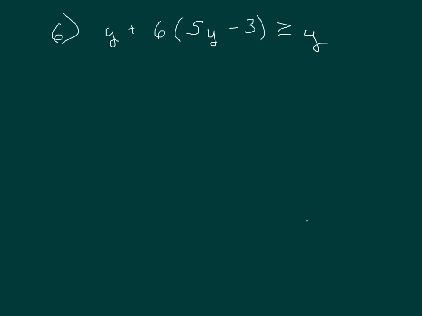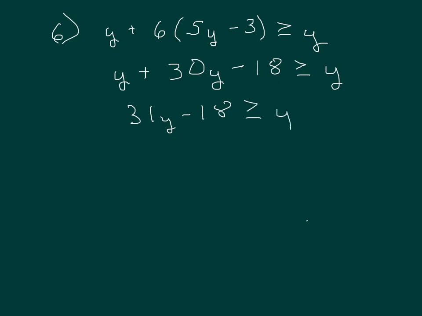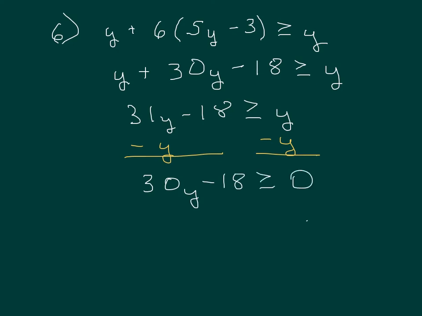This is one that you just missed, and I don't know what happened. So let's go ahead and solve it. We simplify the parentheses first by distributing the 6. 6 times 5 is 30. 6 times 3 is 18. And so we have 31y minus 18 is greater than or equal to y. Let's subtract the y and get it all on the left side. And we have 30y minus 18 is greater than or equal to 0. And then we're going to add 18 to both sides.